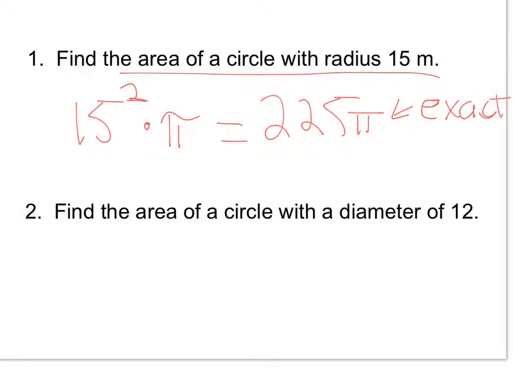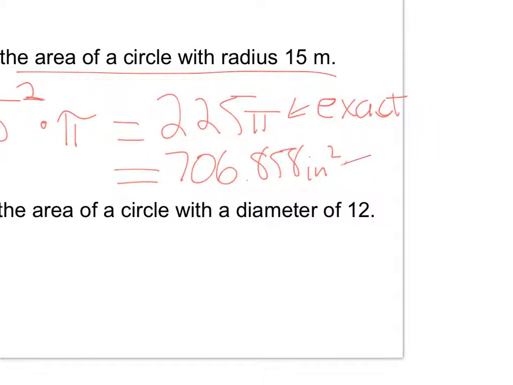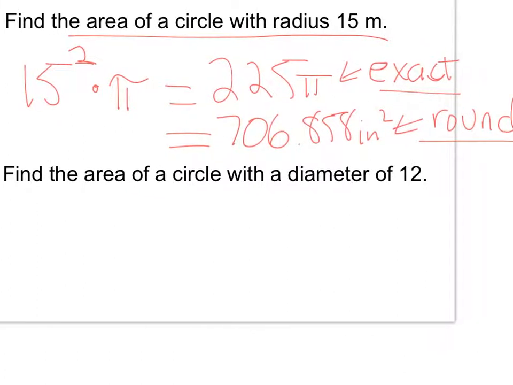Now, if I actually multiply it by pi, that's going to be rounded. So if I multiply it, I get 706.858 inches. This is going to be rounded, actually. That's what they call this. So that's all I'm looking to do. So you got to look at kind of what you're dealing with. Make sure you label both of them. Otherwise, you might be wrong.